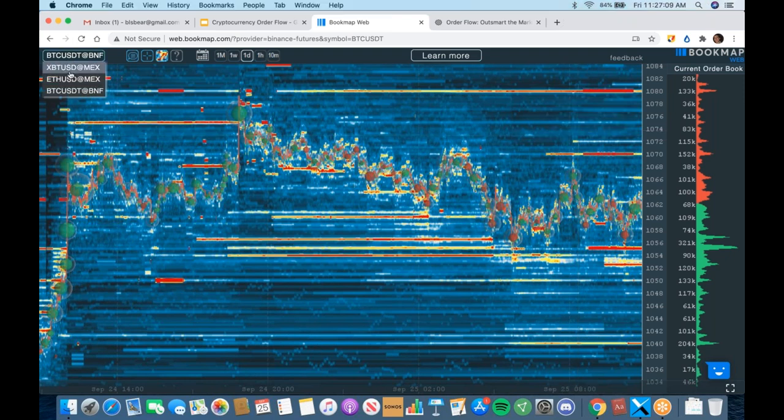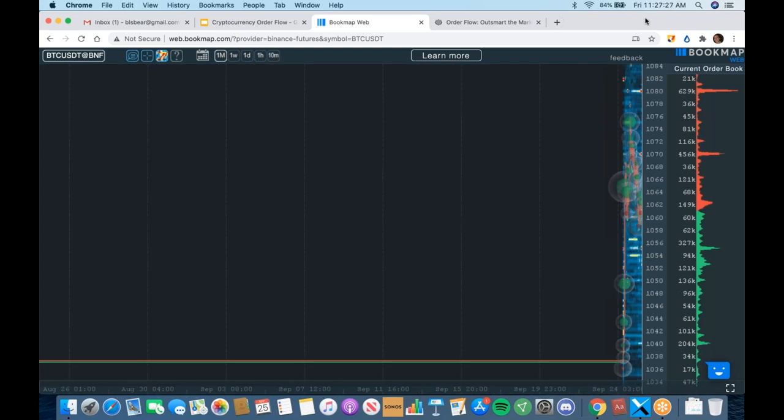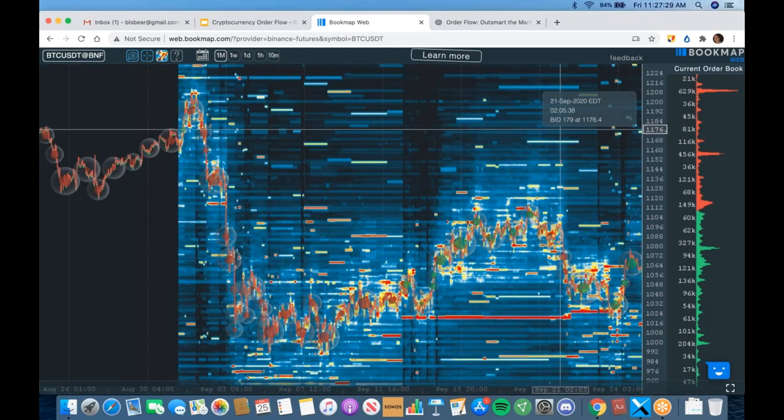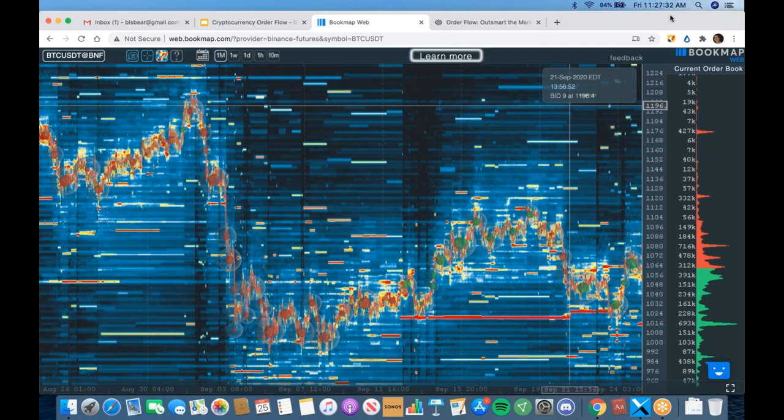So this offers three contracts of crypto. We have Ethereum BitMEX, Bitcoin BitMEX, and Bitcoin Binance Futures. Right now you are looking at the last day of order flow from Binance Futures. And what I really like about this is that you have a ton of information at your fingertips. If you want, you can even look at the order flow of the past month with this. And this is just really interesting because you can see just how strong the sellers are around here, which would have been a pretty good opportunity for us to enter short or to buy a put.